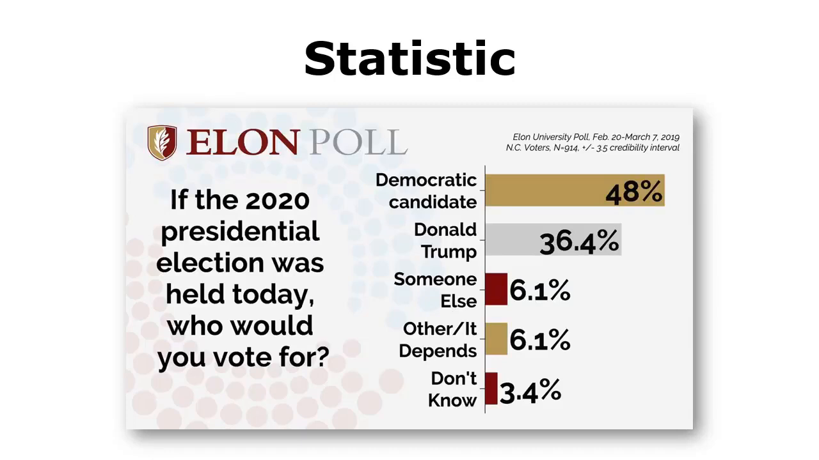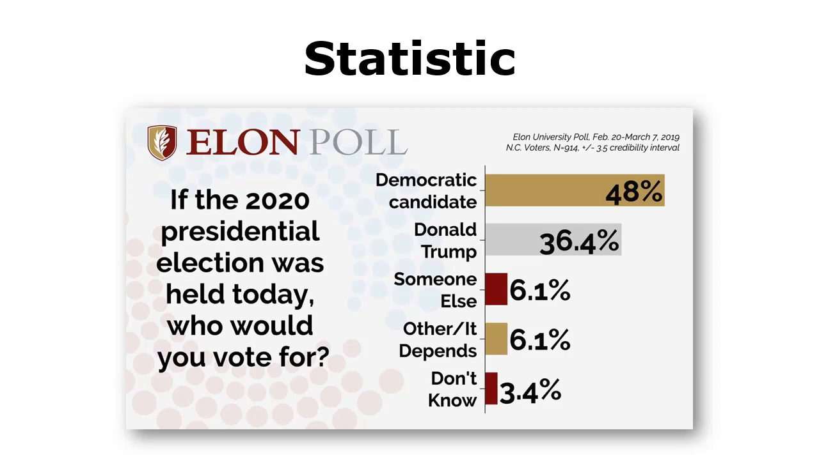A statistic is a characteristic of a sample from the population. It is a numerical or graphic way to summarize data obtained from a sample. And so on this screen, I just grabbed a screen that reflected the results from a political poll that was done by Elon University in North Carolina. And I'm not sure, this was a poll that was taken between February and March of 2019.